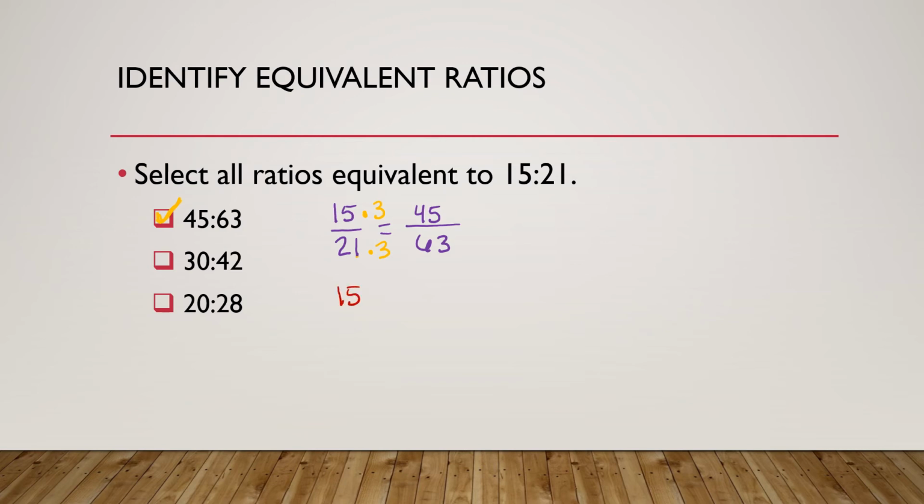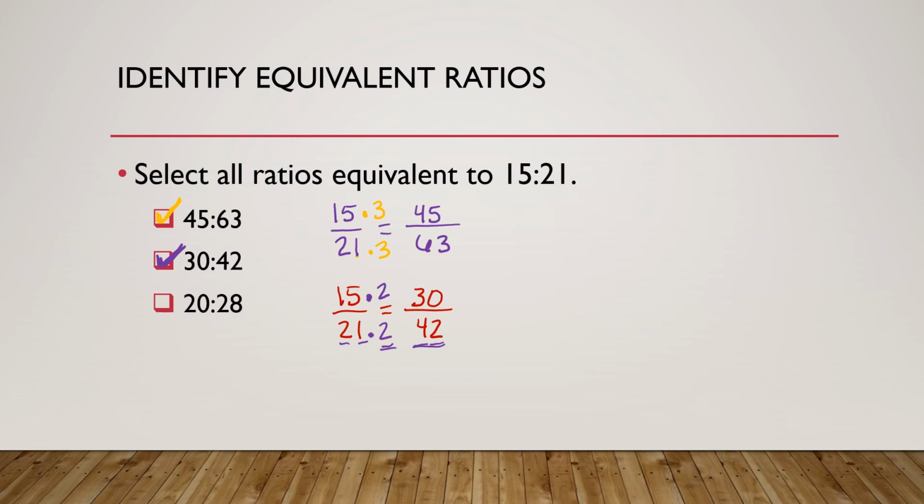So I will start with 15 to 21 again, and this time I'm checking for 30 to 42. So again, you can cross multiply if you wish, or you can figure out, how did I go from 15 to 30? Well, 15 times 2 is 30. So if I multiplied by 2 on the top, then I should be able to multiply by 2 on the bottom. 2 times 1 is 2, and 2 times 21 is 42, which tells me that one is also an equivalent ratio.